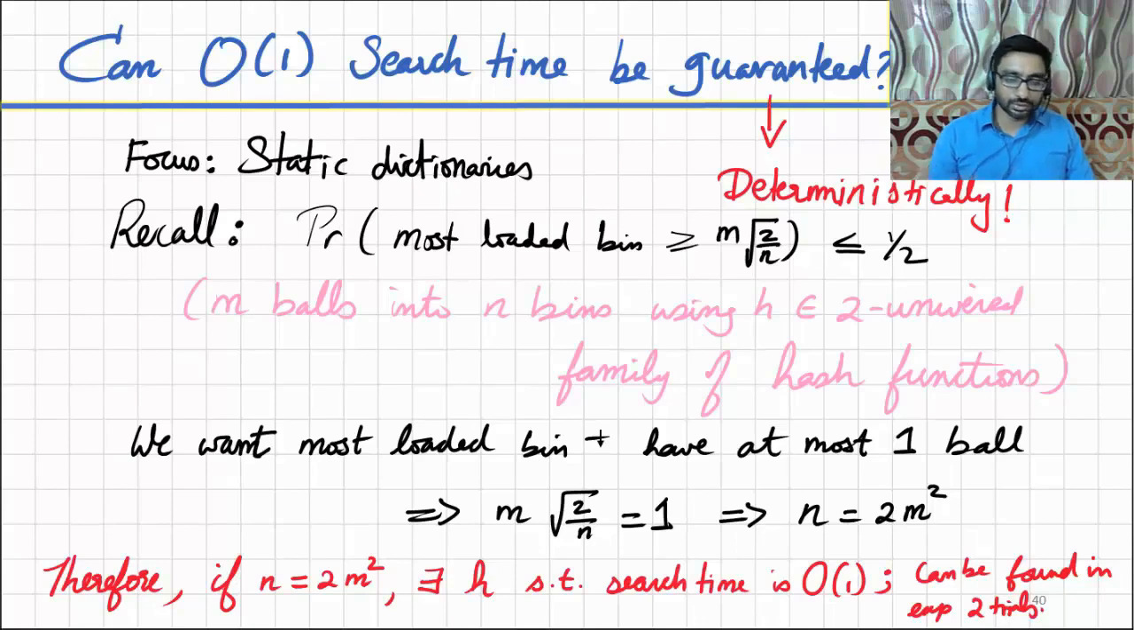And this is a simple Bernoulli trial, and if we want to insist on a success, we simply repeat it until we get a success. And so with expected 2 times, we will be able to get a static dictionary in which m items are mapped into 2m squared locations, and the query time for any item is at most 1.